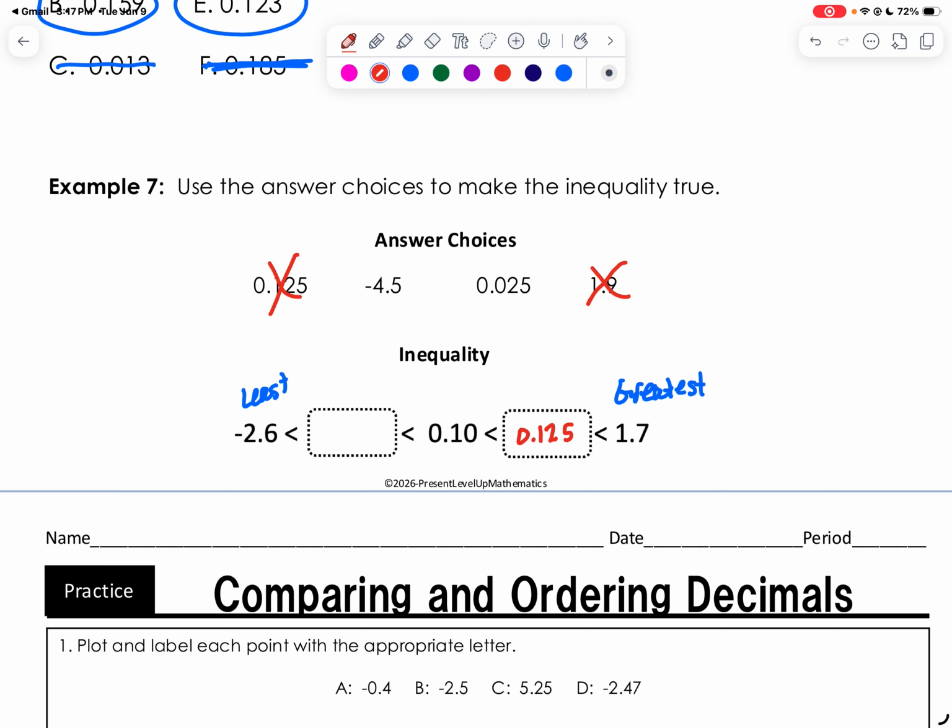All right, so now we've used up that number. Now our next number has to be bigger than negative 2.6 and smaller than 0.10. So I'm going to get rid of this number because it is not bigger than negative 2.6. So the only thing it can be is 0.025. And that concludes today's lesson, comparing and ordering decimals.